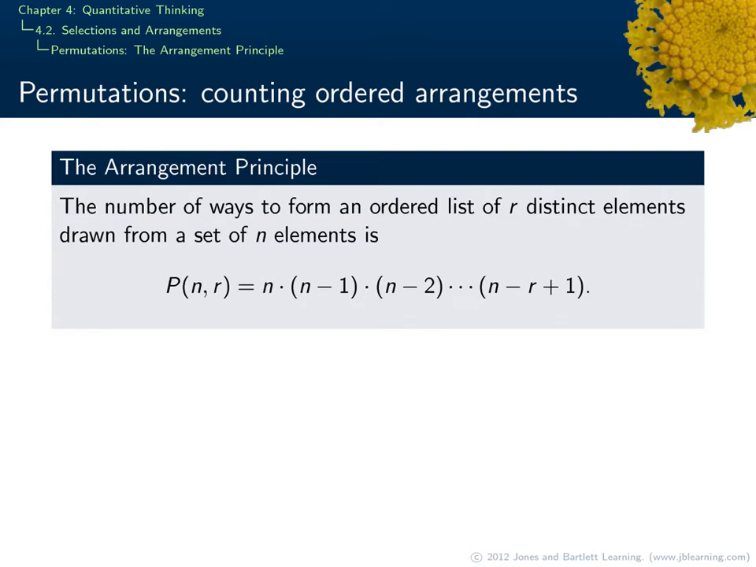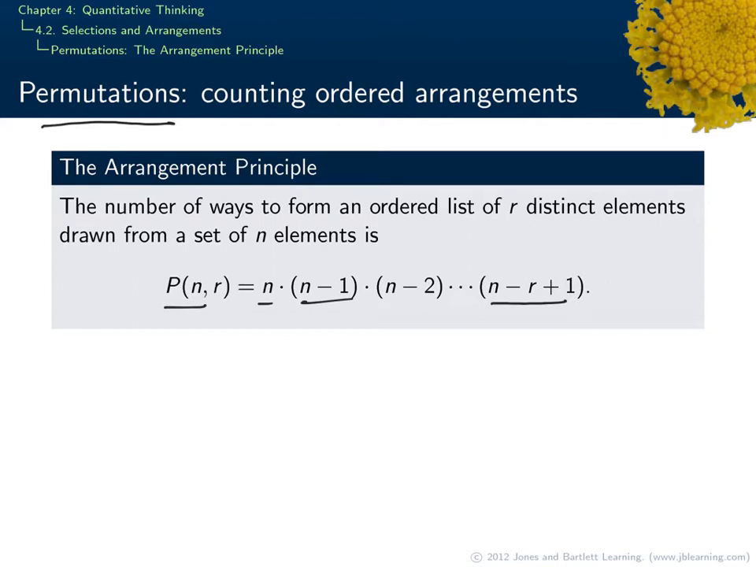What it says is that the number of ways to form an ordered list of r distinct elements drawn from a set of n elements is this number, P(n, r). Here the letter P is short for the word permutation. When we are arranging objects and counting those arrangements, we call that count a permutation. This P(n, r) is the product n times n minus 1 down through n minus r plus 1. I want to tell you a little about why this formula works.